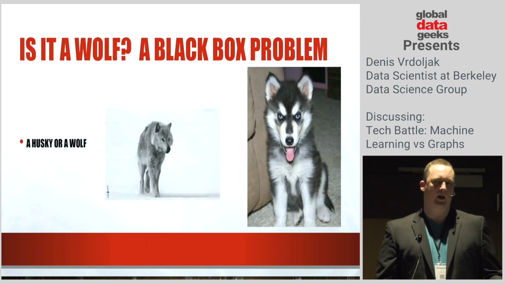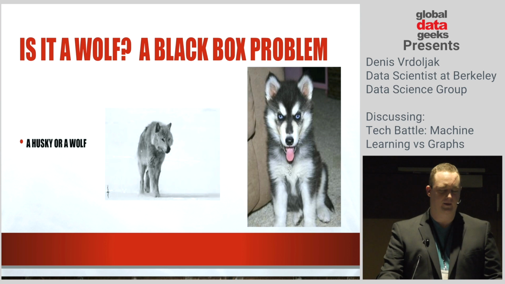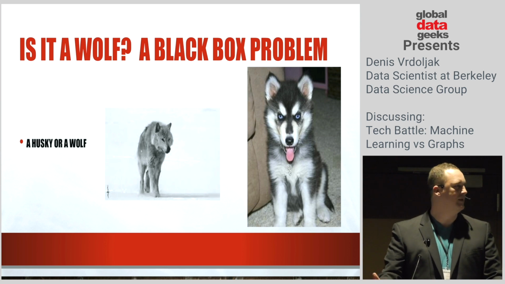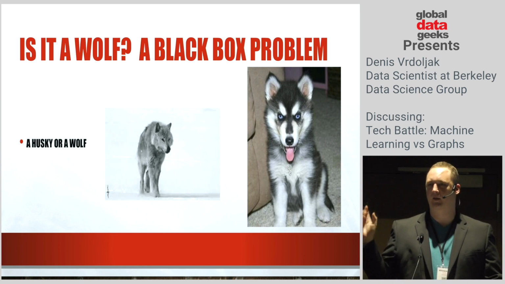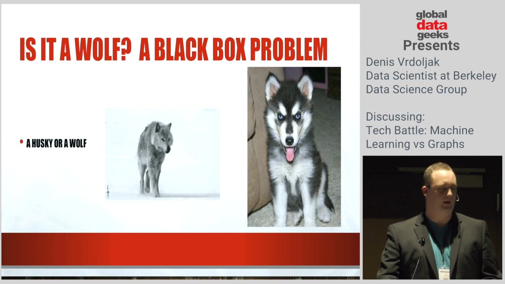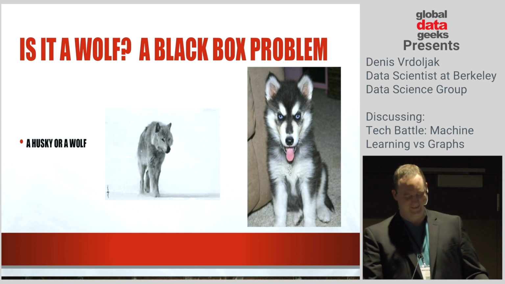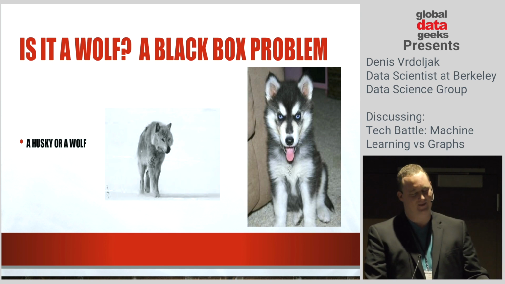But in other cases, you might have a model that really works. For example, if you want to determine whether something's a wolf or a husky, raise of hands, the white dog: who thinks that's a wolf? Who thinks that's a husky? I don't actually know. I got this off of Google when I typed in wolf or husky, so I'm not sure which that one is. The one on the right is a husky, though.